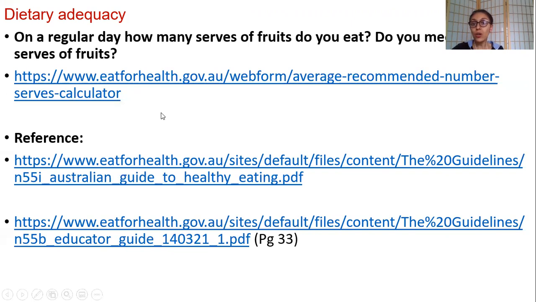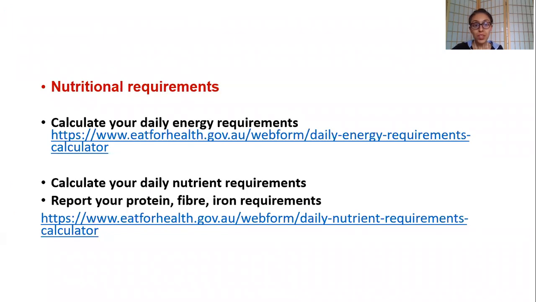Okay, so look at your dietary adequacy. Do you think you are having this much, or are you having less, more? So check your dietary adequacy. Then check your nutritional requirement. Again, these are simple calculators. This helps you to calculate your daily energy requirement in kilojoules. And I think there is an option for kilocalories, but in Australia, you use kilojoules anyways.